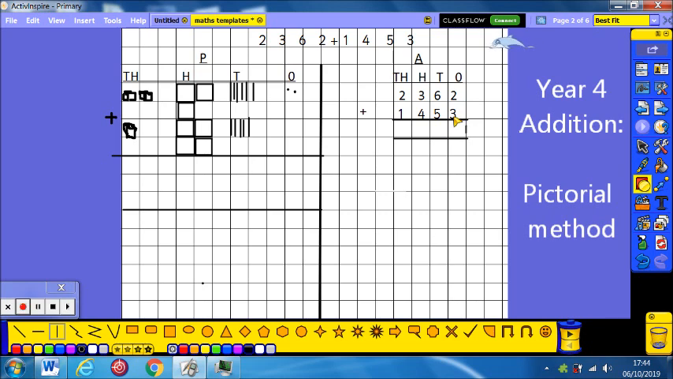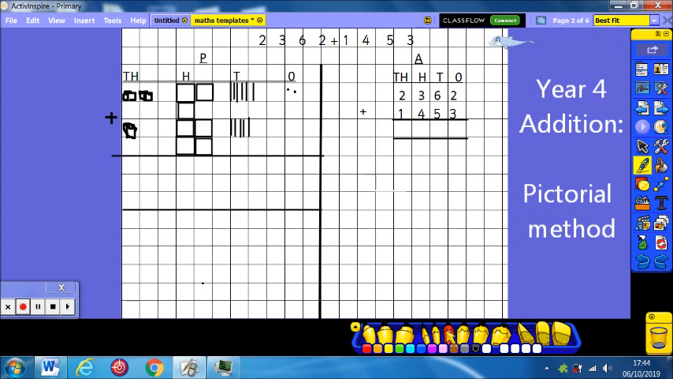And lastly I'm going to draw the ones. I can see I've got 3 ones to draw. Off we go, so 3 ones: 1, 2, 3. So in any addition or subtraction calculation I always start calculating on the right hand side. So it's an addition calculation.